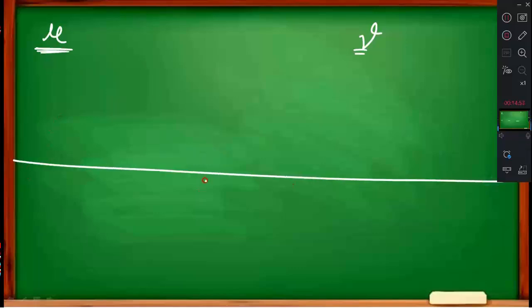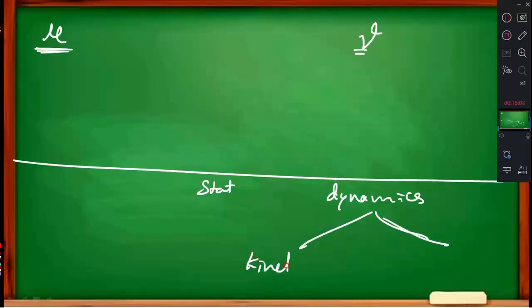Dynamic means what? First you should know the basics of statics and dynamics. We have two branches, right? Statics and dynamics. Dynamics has two branches, one is kinetics and the other is kinematics. Kinematics means the force responsible for the motion is not studied. Force causing the motion is ignored. That is your kinematics. Kinetics means the force causing the motion is considered.